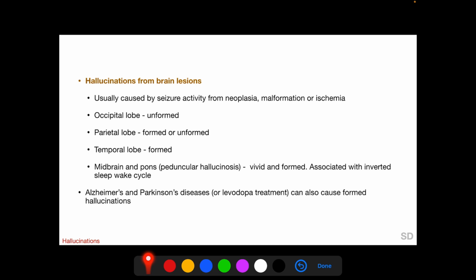Peduncular hallucinosis is a vivid hallucination and it is associated with inverted sleep-wake cycle. Alzheimer's and Parkinson's diseases or levodopa treatment in Parkinson's disease can also cause formed visual hallucination.